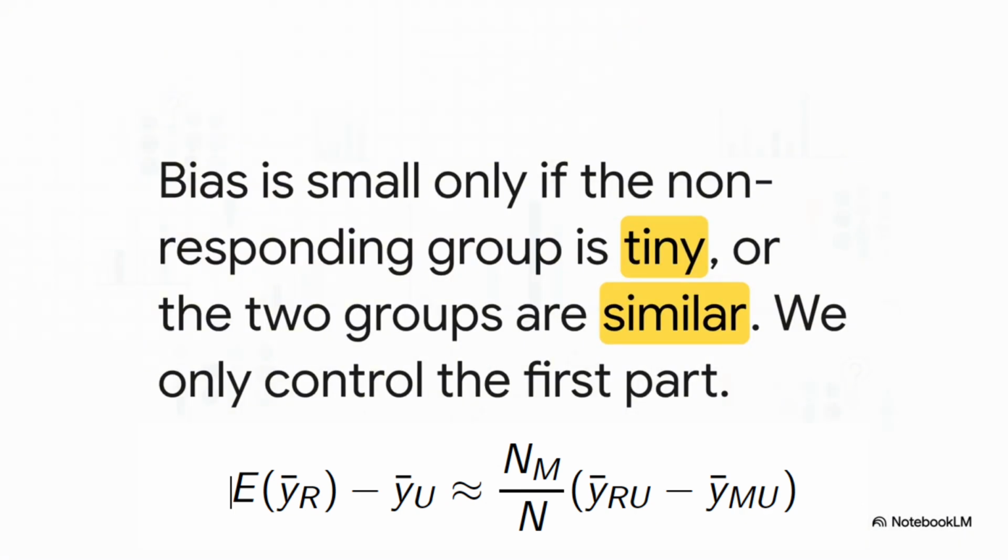And this leads us to a really powerful insight. The bias is only going to be small if one of two things is true. Either the non-response rate is tiny, or the people who responded are almost exactly the same as the people who didn't. And here's the kicker. We can never really know if that second part is true because we don't have their data. So the only thing we can really control as researchers is trying to keep that non-response rate as low as possible.